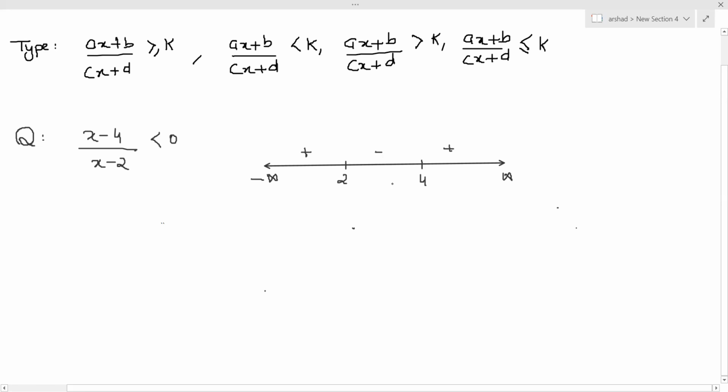Negative. Very good, negative. Rishan, I'm sorry, I just missed this part. So this will be our answer. So x should belong to 2 to 4.